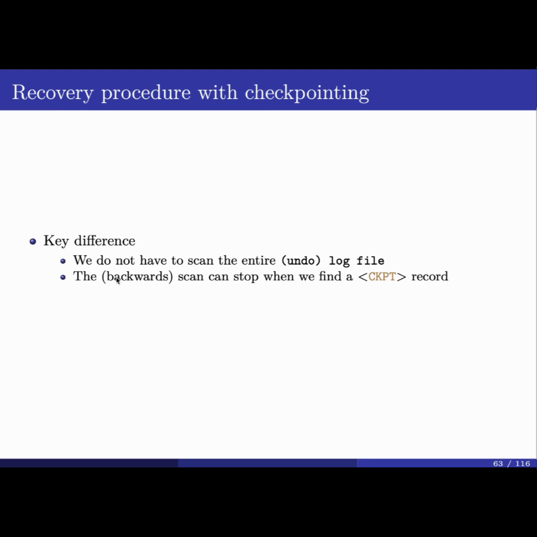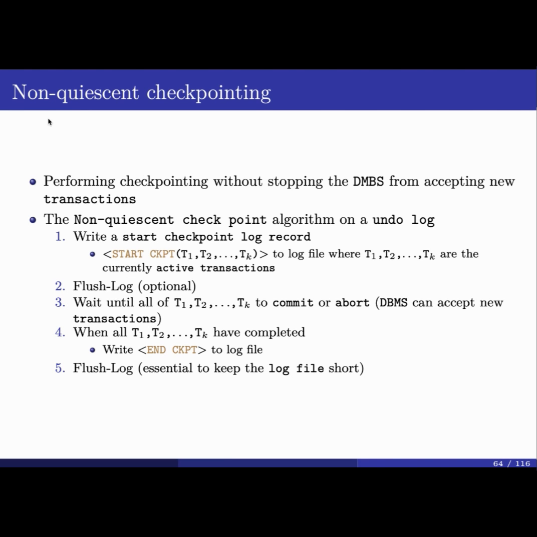There is another way, because the problem with the quiescent checkpoint technique is that it makes the system idle for a period of time. That means I'm not going to accept a new transaction. I will stop accepting new transactions until the current ones are done. Now we have a different way. We call this one non-quiescent checkpoints. This one performs the checkpoint without stopping the database management system from accepting new transactions.